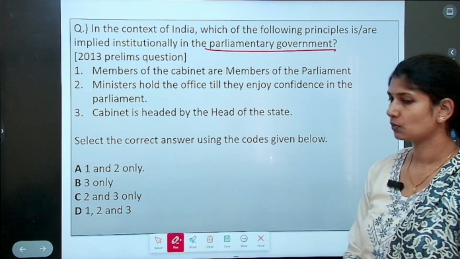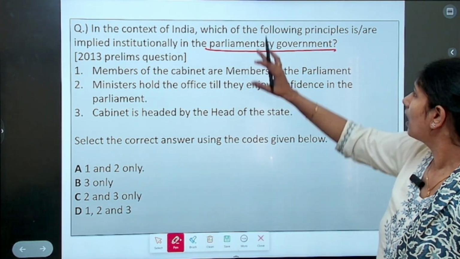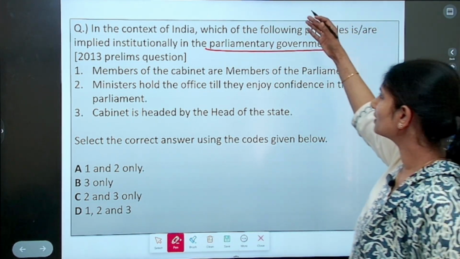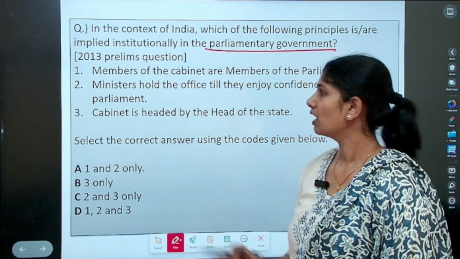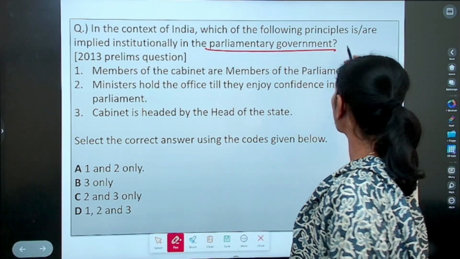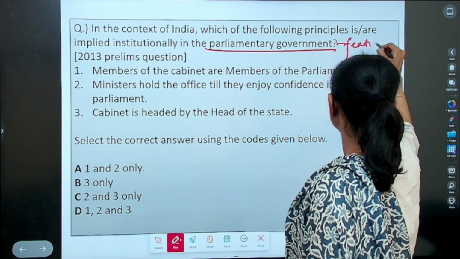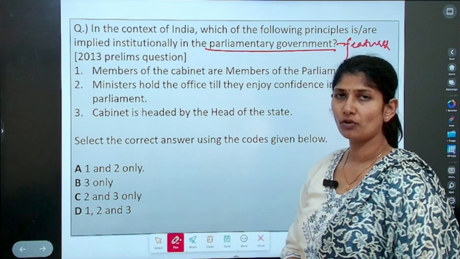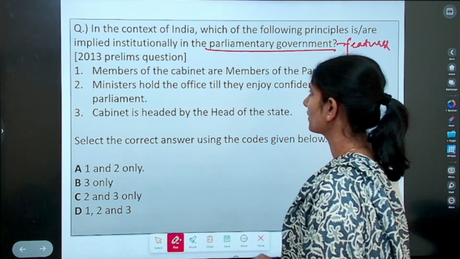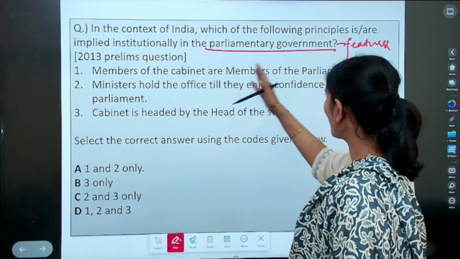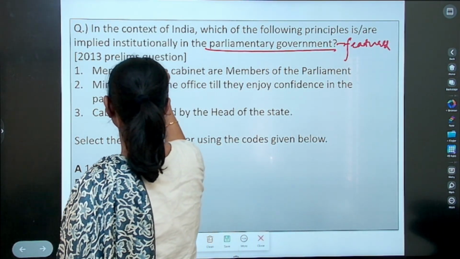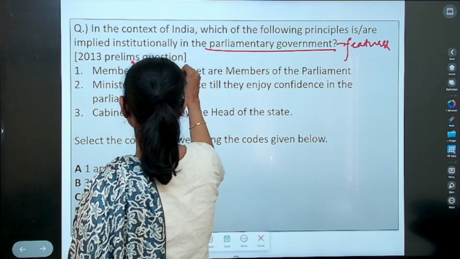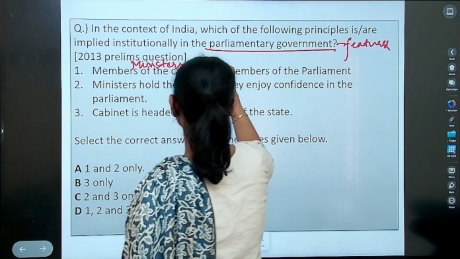Now let's look at this. What are they trying to ask? Which of the following principles are implied in the parliamentary government? So which are these? The features of your parliamentary form of government, which India is. Members of the cabinet are members of parliament. In a simpler sense, they are asking, ministers are also your MPs.